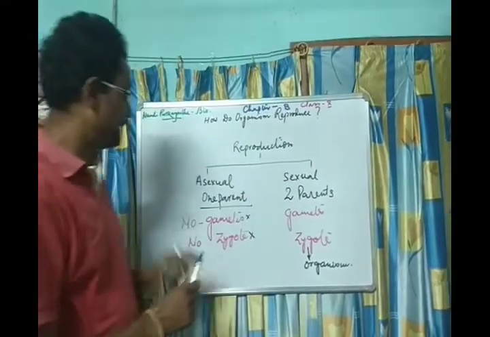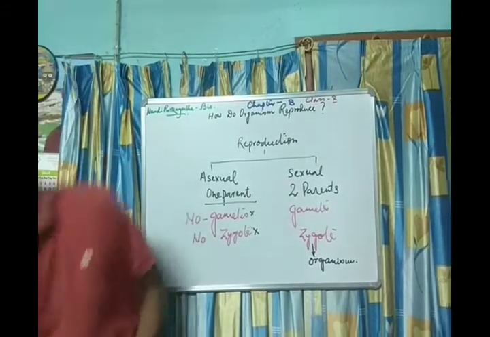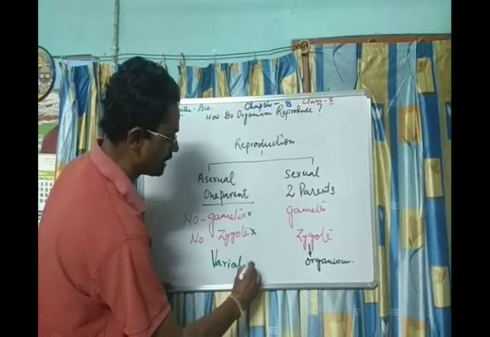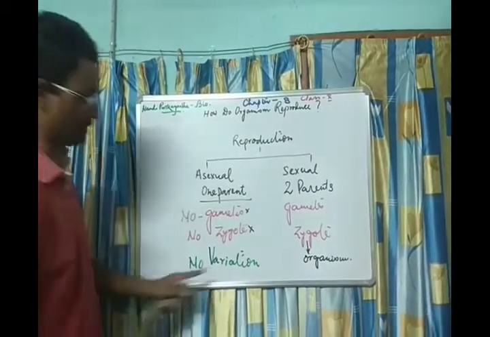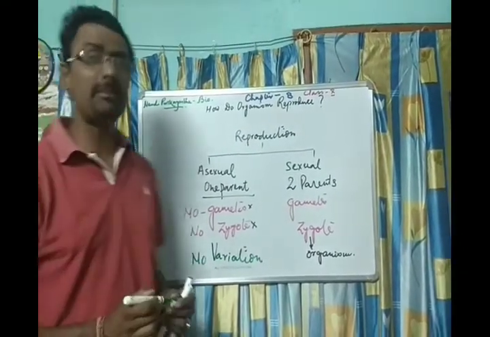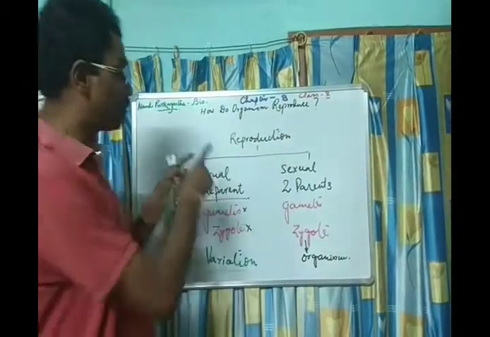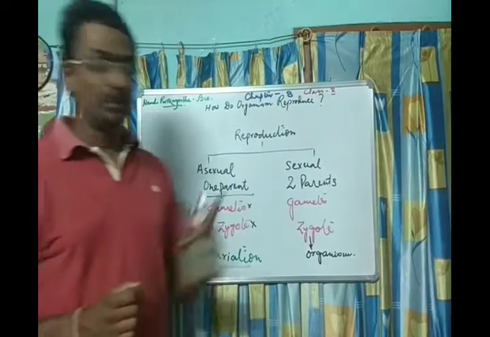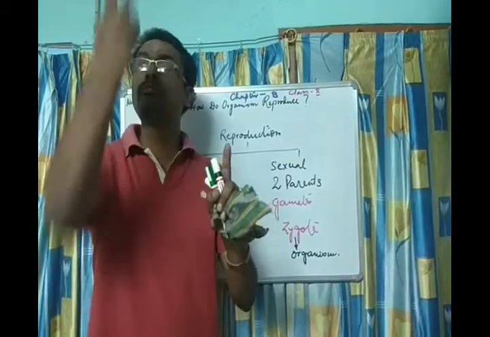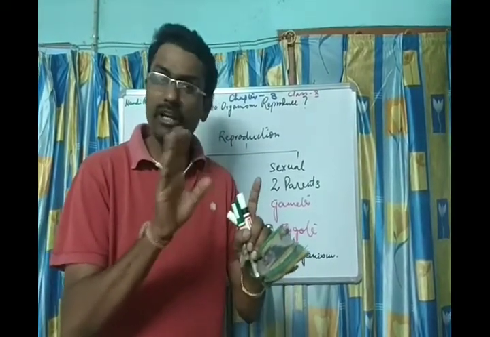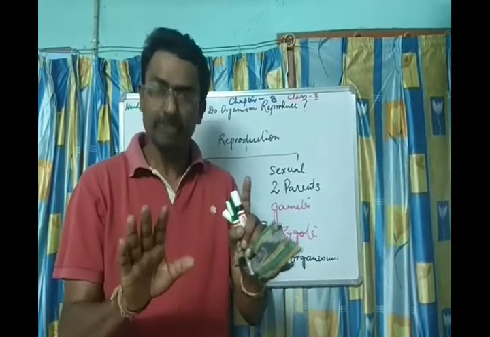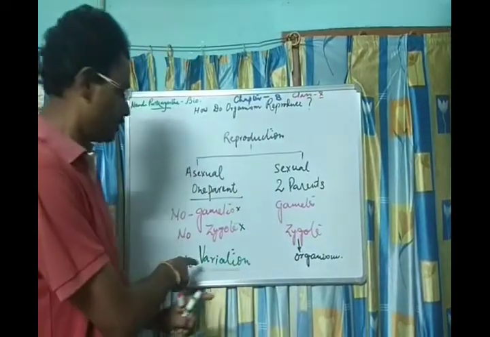Simple thing. In asexual reproduction, I am writing with green now, try to get it. It does not show variation. No variation. What is the meaning of variation? Variation is change. Why no variation? Because when one parent is there, just like your finger, and if a finger is cut, and if this finger leads to a formation of an organism, then what you are finding? There is no variation, no change. Whatever the organism was, this finger is producing an organism, it will be the same. Isn't it? No variation. So, there is no change.